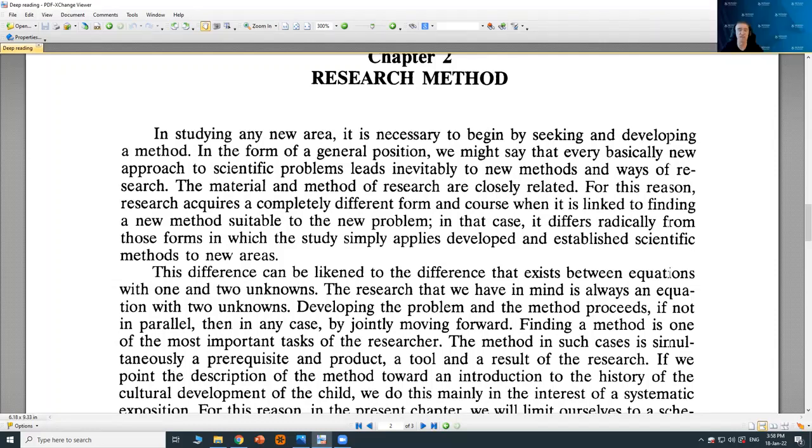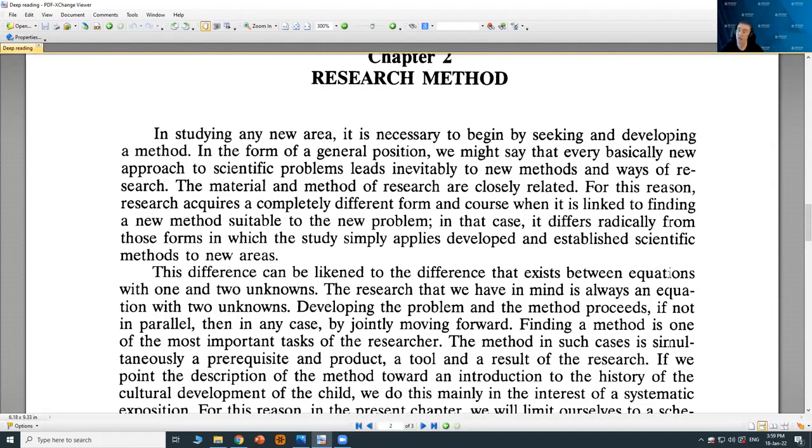Even though these methods are developed and established, there is always a temptation to use these established, developed, well-known methods in new areas. Vygotsky says, well, it doesn't fit. He doesn't say it's bad. He says that there is a difference, and this new course is different from the forms in which the study simply applies developed and established scientific methods to new areas.